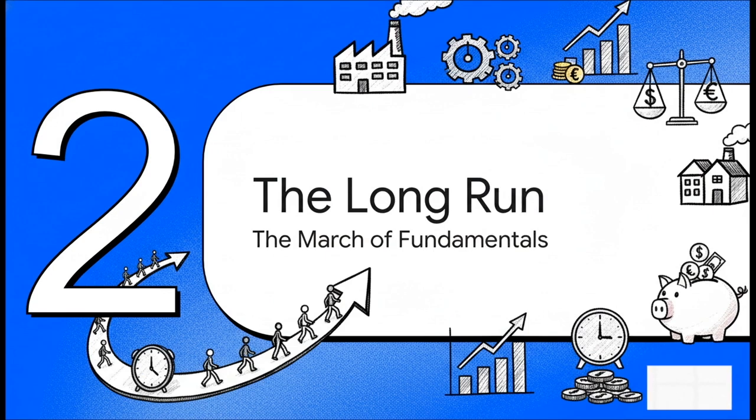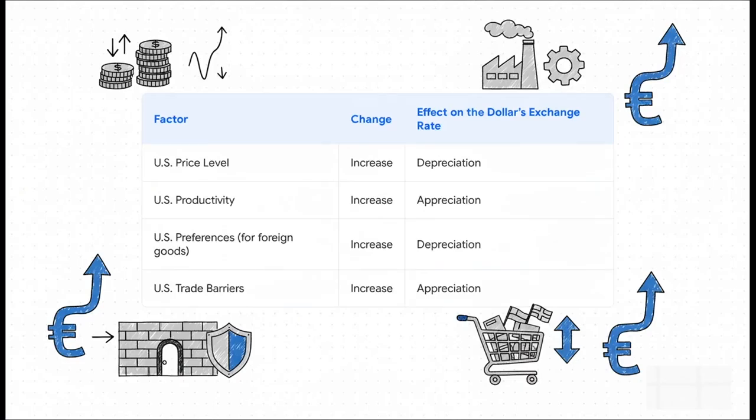Okay, so let's start with that slow, steady march. Over a period of years, a currency's value isn't random at all. It's really anchored to a country's core economic fundamentals, the real stuff. So this table breaks down the four big long-run drivers. First, if a country's prices go up, inflation, its currency tends to get weaker. Makes sense. If it gets more productive, its currency gets stronger. If people there start wanting more foreign goods, their home currency weakens. And then there's this weird one. If a country puts up trade barriers, its currency actually tends to get stronger.